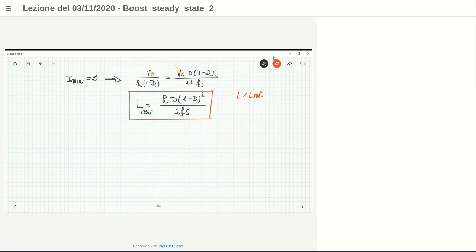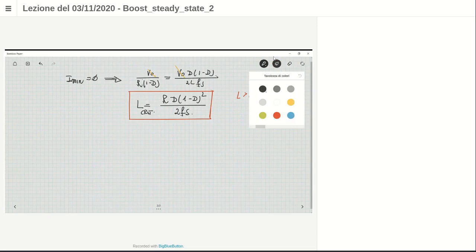But here, for example, look at the duty cycle. Which duty cycle is to be chosen in order to design L and be sure that I'm going exactly in CCM? The function now is a little bit different because you have the multiplication of D multiplied by 1 minus D squared.